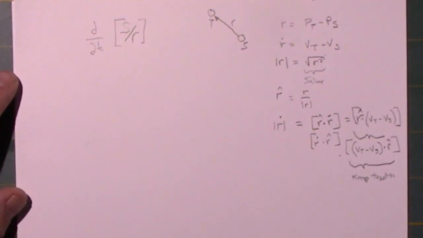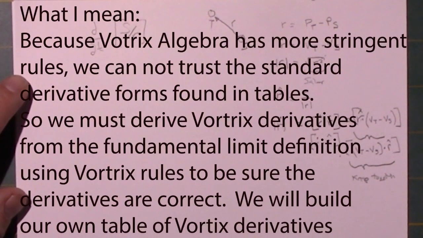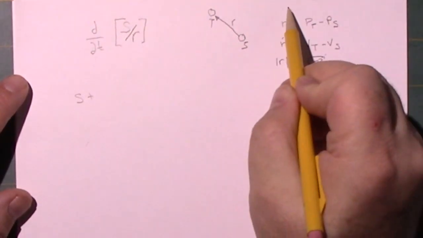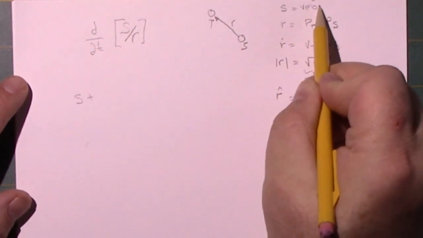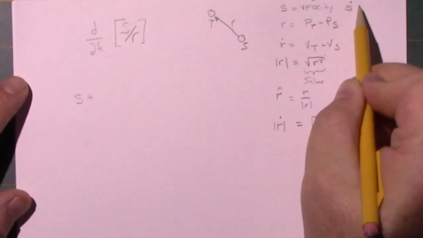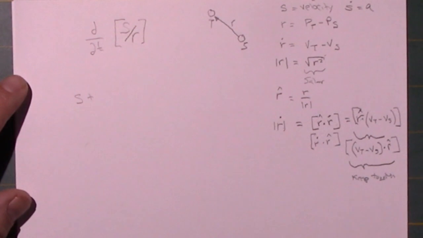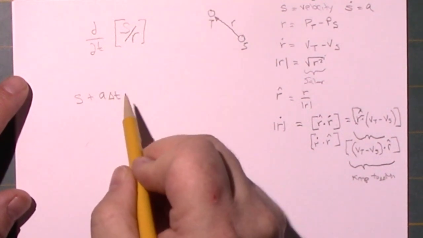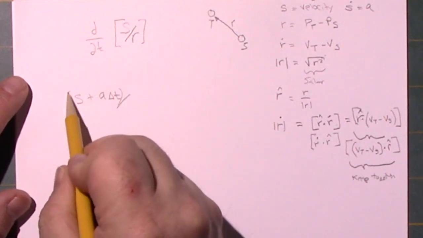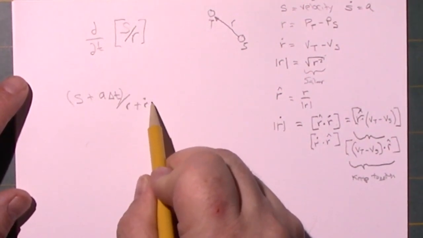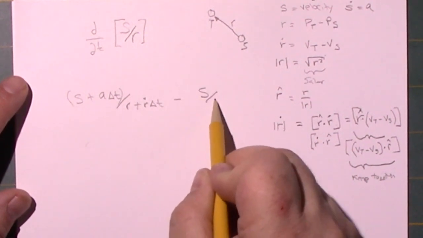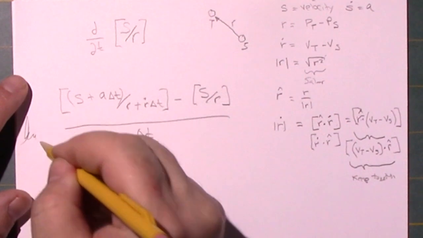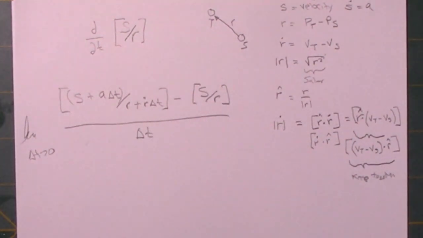So the way we're going to pull off this derivation is we're going to use standard derivative notation. And what we're going to do is we're going to say S plus, S is a velocity, and therefore the derivative of S is equal to acceleration. And that would be the velocity of the source. Okay, so source plus the acceleration times delta t, and this is going to be right divided by R plus R dot delta t, minus S right divide R, divided by delta t. And we're going to take the limit of this as delta t goes to 0. And that's going to be our derivative.